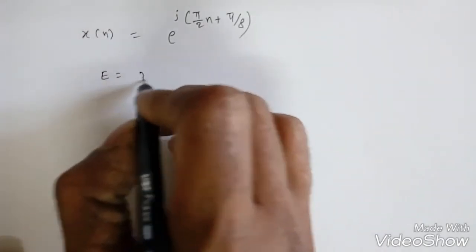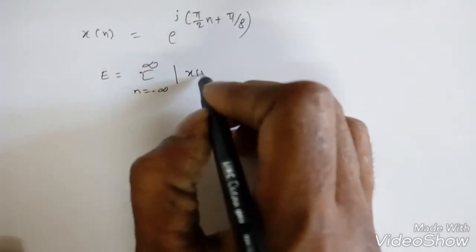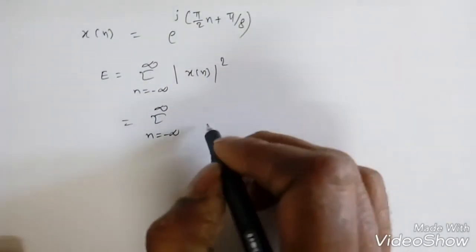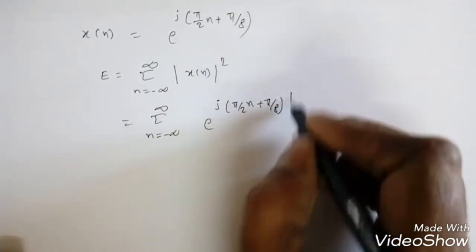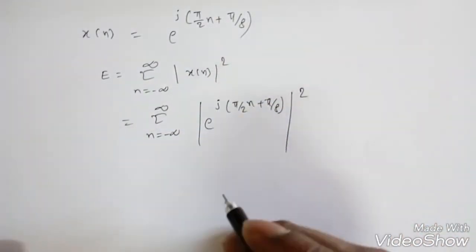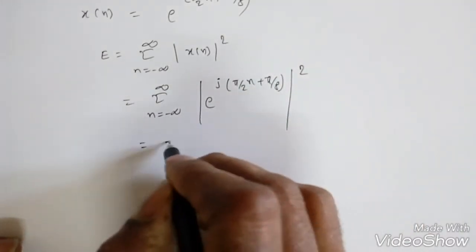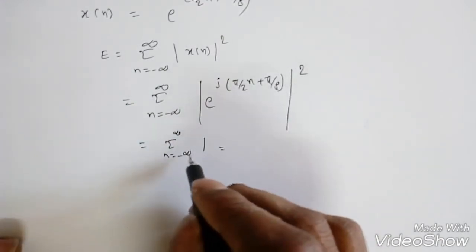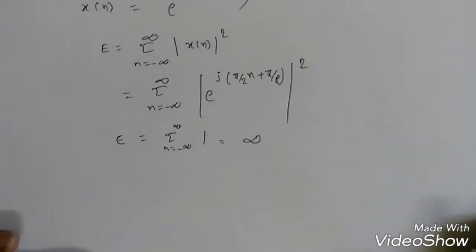Energy is equal to sigma n is equal to minus infinity to infinity mod x of n square. So n equal to minus infinity to infinity, mod of e power j pi by 2n plus pi by 8. So what is the e power jx mod? It is nothing but 1 only. So e power j theta is 1. So sum n equal to minus infinity to infinity of 1. If you summate 1 infinity times, you will get infinity. That means energy is infinity.